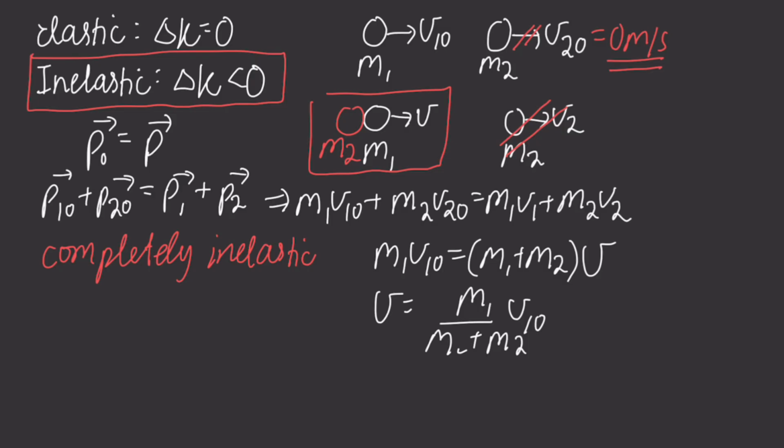final velocity. All right, and note also that the final velocity must be less than v1 naught because the ratio of the masses, m1 over m1 plus m2, must be less than 1. That was how you find the final velocity or set up the system of equations for a completely inelastic collision system.